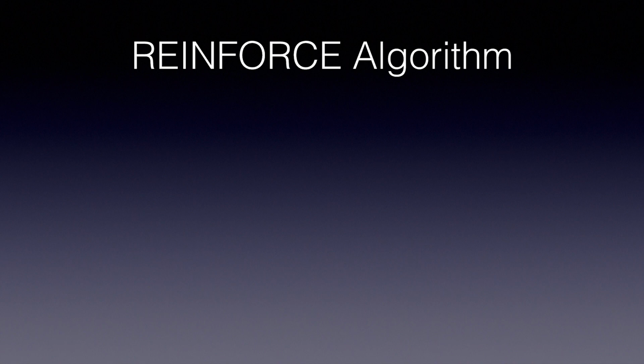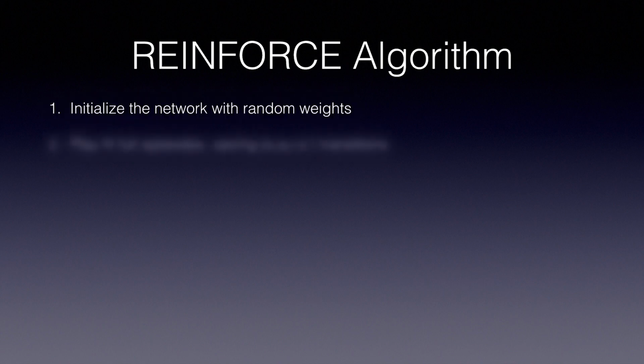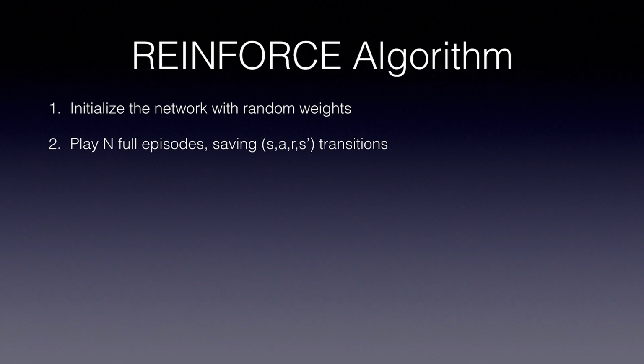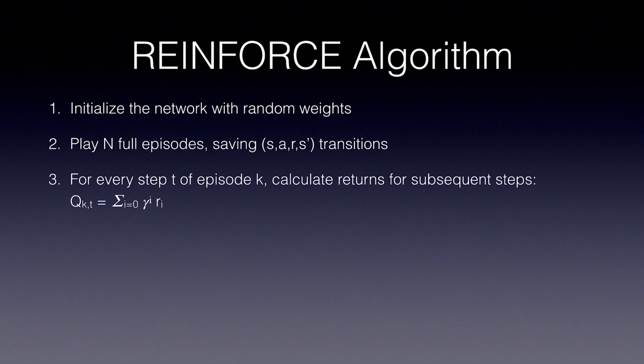Let's take a look at one of the simplest policy gradient algorithms called REINFORCE. This is as simple as it gets, and later we'll learn some tweaks which improve results but complicate things slightly. Step 1, initialize the network with random weights. 2, play N full episodes, saving their S, A, R, S prime transitions. 3, for every step t of episode k, calculate the returns for subsequent steps. This is the same Bellman equation, but we are dealing with multiple complete episodes, and that's the only difference.